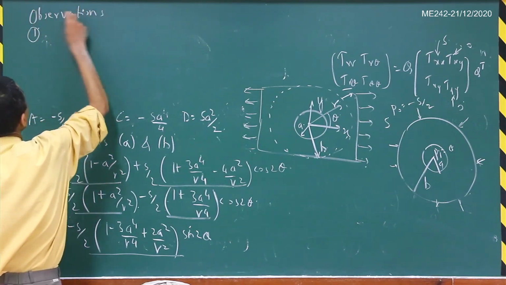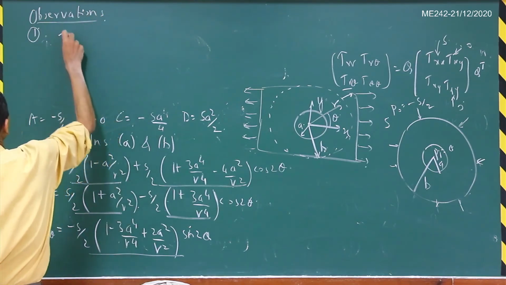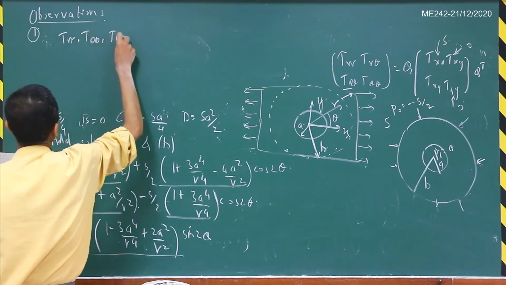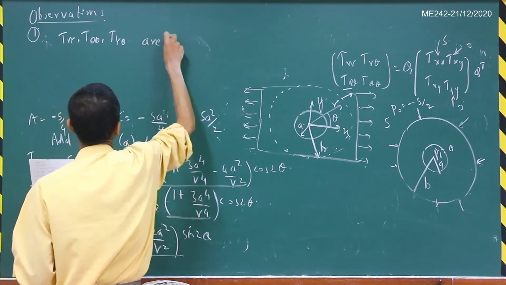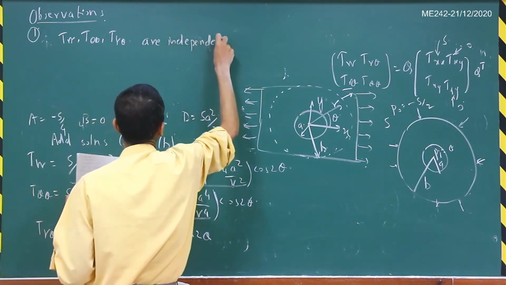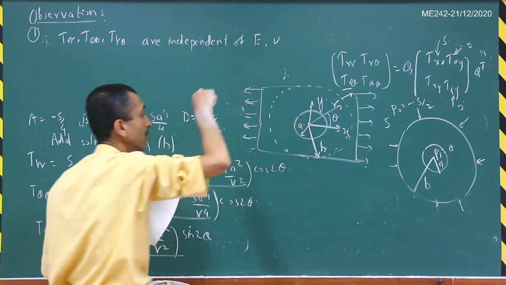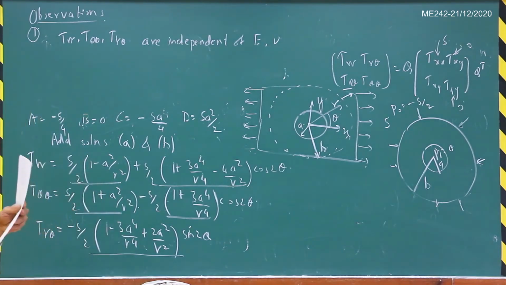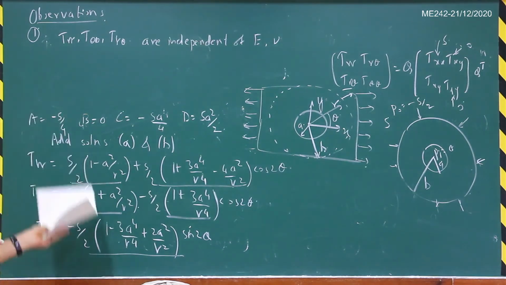Observations. So your tau r, tau theta theta, tau r theta are independent of E and nu. Correct. So the material could be anything, right? It could be steel, aluminum, whatever. It doesn't matter, right? For this particular problem, your stresses will be the same.